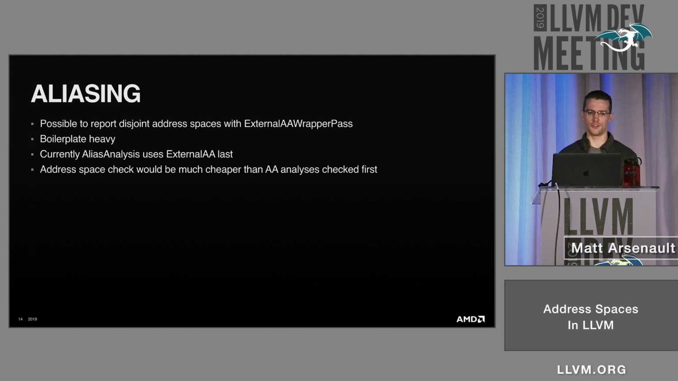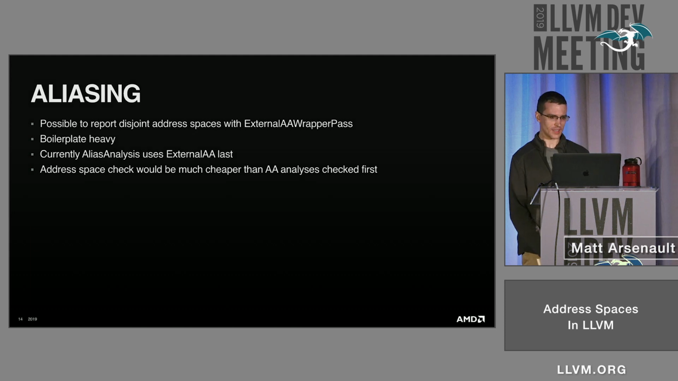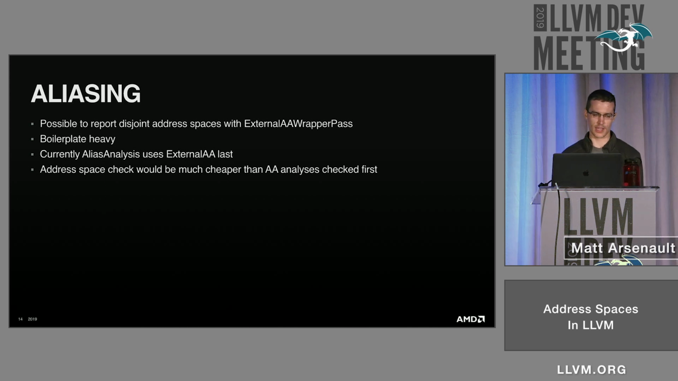One minor issue here is if you look at how the aliasing pipeline is set up, it runs this last. However, in the AMDGPU case, the address space checks are trivial. So if we did this before anything else, including basic AA, that would be a lot faster probably. Right now, it runs all these fancy alias analysis passes before it gets to this trivial check at the end.